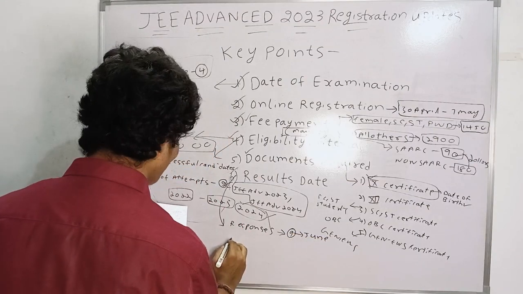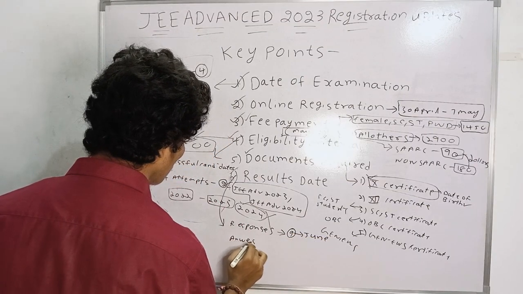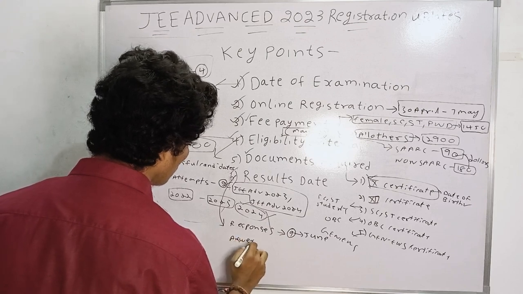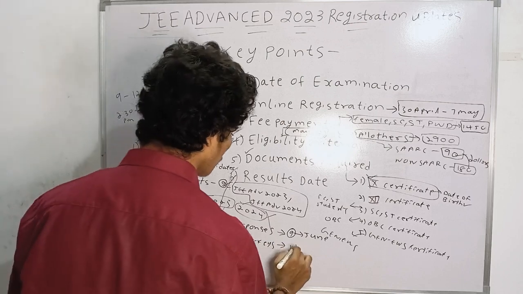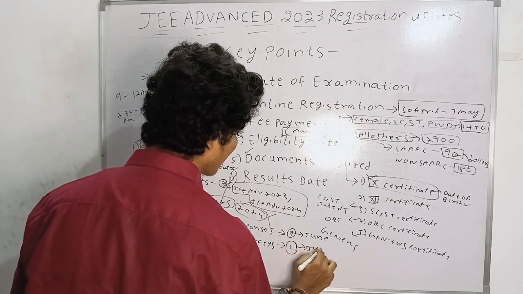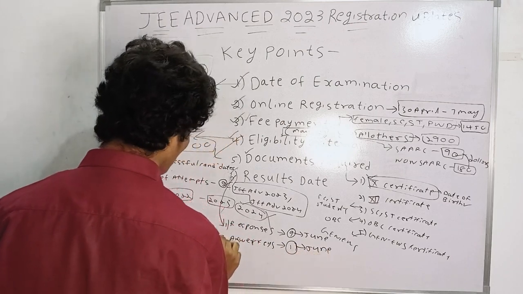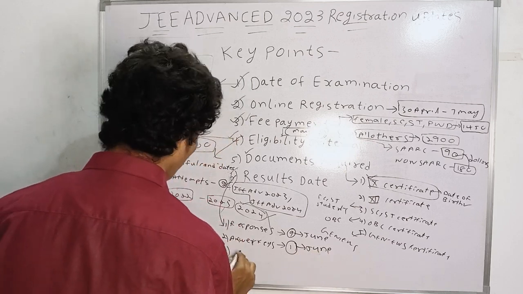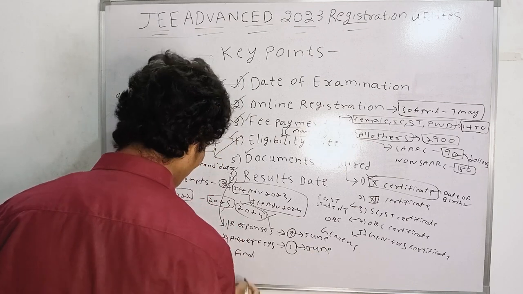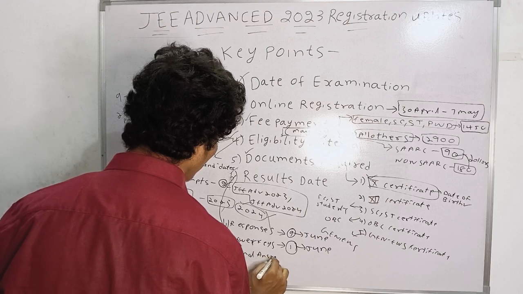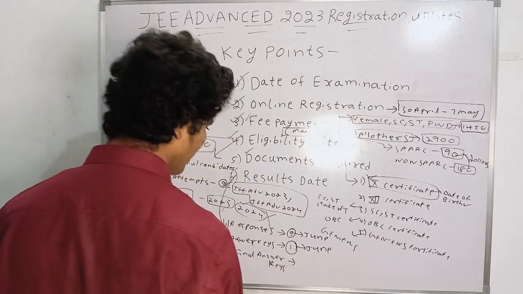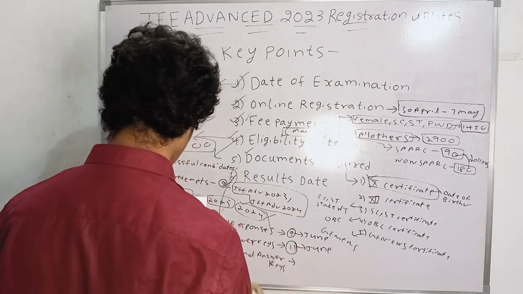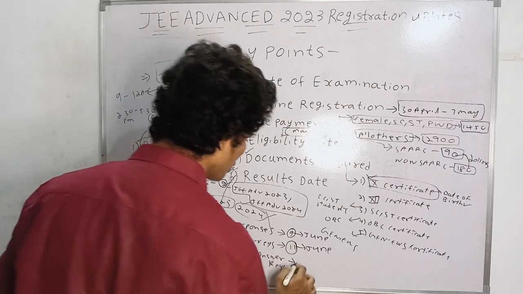And the second one is the answer keys. The answer keys are going to be declared on 11th June. These dates are very important. This is the first one, this is the second one, and the third one is the final answer keys, that is the result declaration. The final answer keys are going to be declared on 18th June.